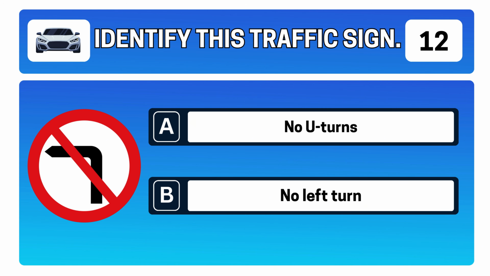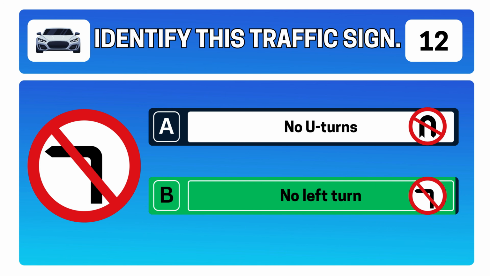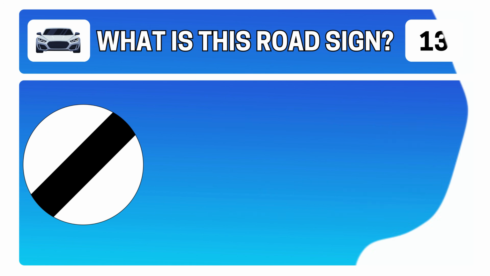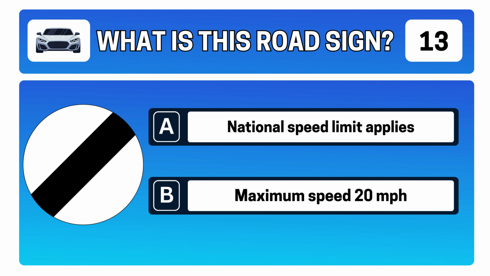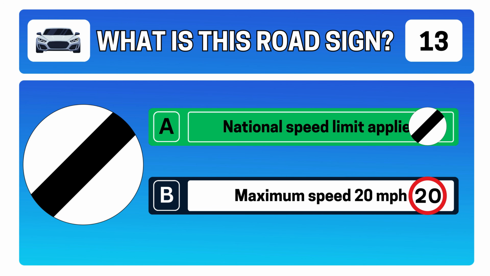Identify this traffic sign. A. No U-turns. B. No left turn. Nicely done. This sign prohibits vehicular traffic from making left turns. What is this road sign? A. National speed limit applies. B. Maximum speed 20 miles per hour. Correct. This is the national speed limit applies sign.